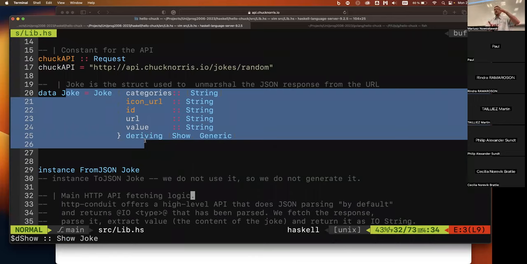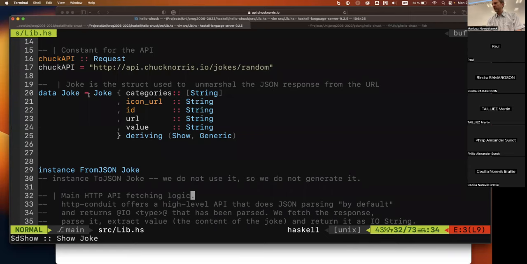We have to have some structure into which the JSON is being parsed, right? So here we're using a record notation for our data type. So we have a data type Joke, and we have a record, which is an equivalent of a struct. And we're defining categories, icon URL, and so on. And we're also deriving Generic. So Show gives us the ability to print that struct.